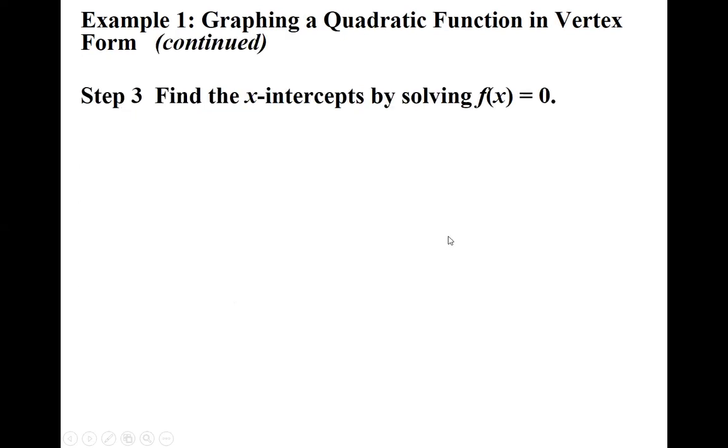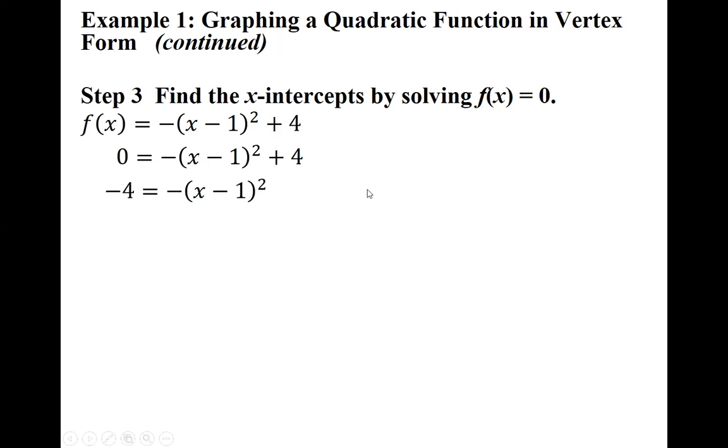Let's find the x-intercepts by setting the function equal to 0. So take f of x, replace it with 0. We're going to go ahead and subtract 4 from both sides. Then we're going to take the opposite of both sides. We'll take the square root of both sides to undo the square using the square root property.